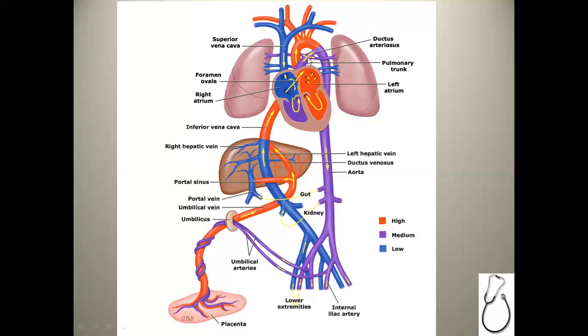So the blood will be shifted through the ductus arteriosus, which connects the descending aorta and pulmonary artery, which leads to what we call a right to left shunt. So mainly 95% of the blood will go through the ductus arteriosus to the descending aorta, and only 5% of the blood from the right ventricle will go to the lung.